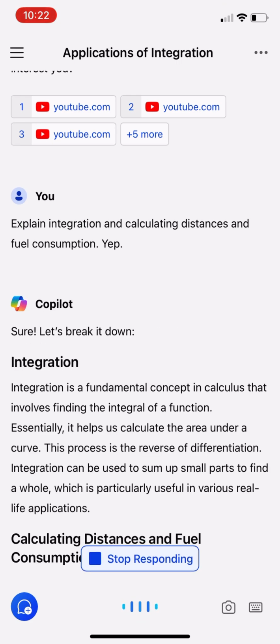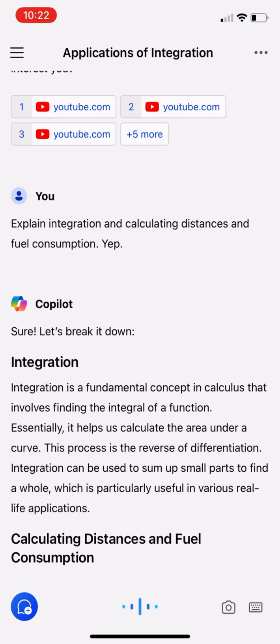Sure. Let's break it down. Integration. Integration is a fundamental concept in calculus that involves finding the integral of a function. Essentially, it helps us calculate the area under a curve. This process is the reverse of differentiation.